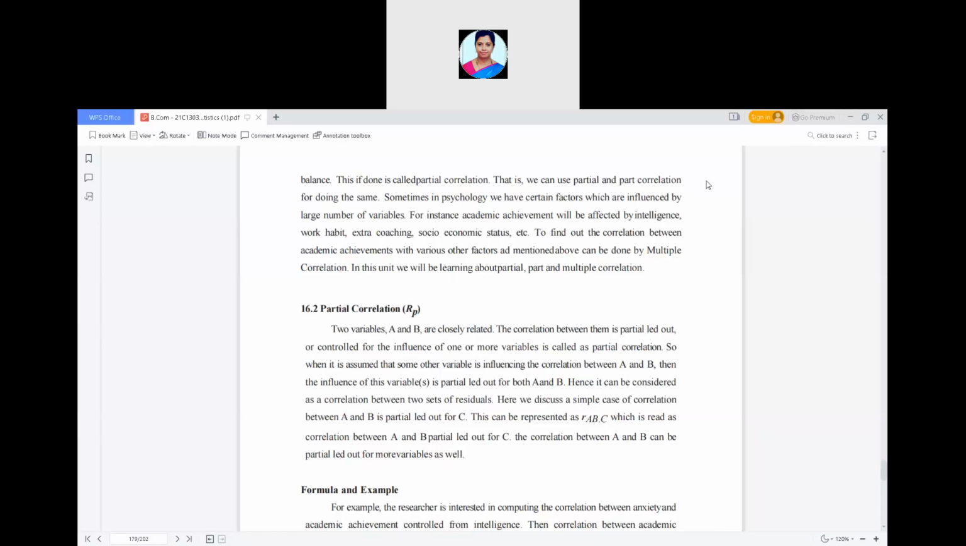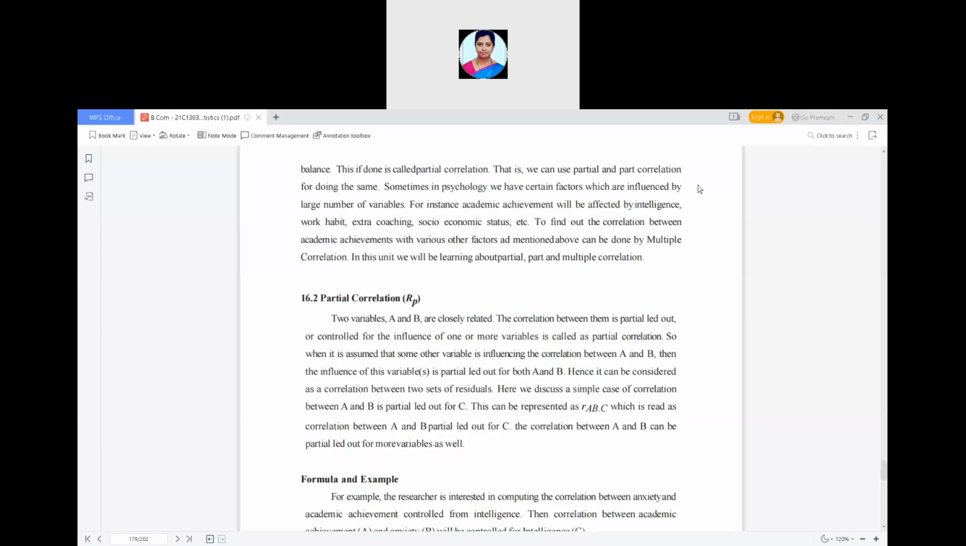So here we are going to discuss the correlation between A and B with C partialled out. It can be represented as r_AB.C, which can be read as the correlation between A and B partialled out for C. Similarly, the correlation between A and B can be partialled out for more variables as well. Okay, so this is known as partial correlation.